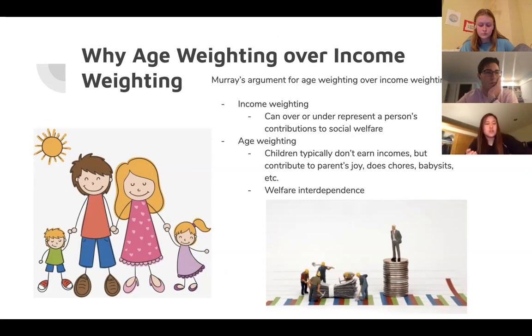So why shouldn't we also exclude age? As Murray goes on to argue, the important difference between income and age is that income can significantly over or underrepresent a person's contributions to social welfare. A child might not earn an income, but they can still contribute to others' welfare by helping around the house or by bringing joy to their parents in other ways. Age is a more suitable variable to capture welfare interdependence. Although this will differ somewhat from country to country, whether they're earning a large salary, raising children, or working for a nonprofit, people in their early years of adulthood tend to be best equipped to contribute to others' welfare.